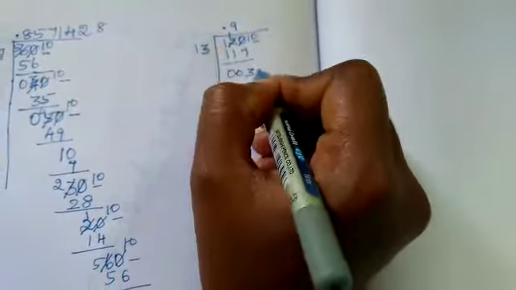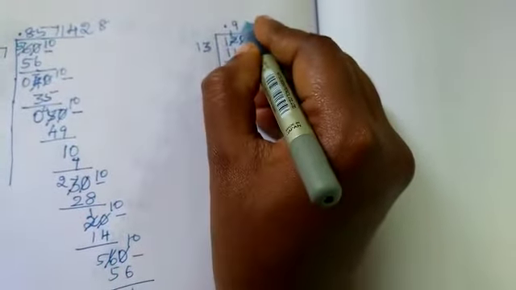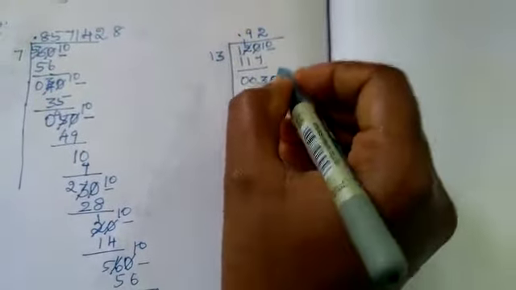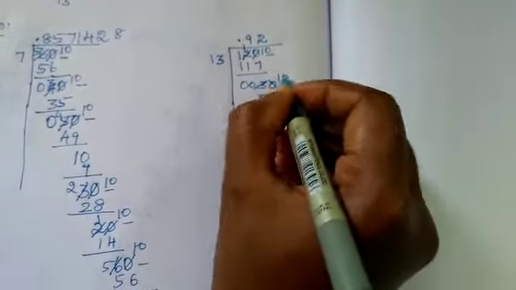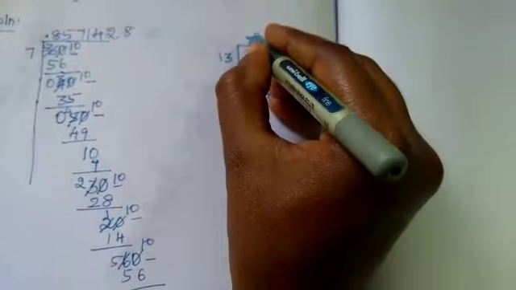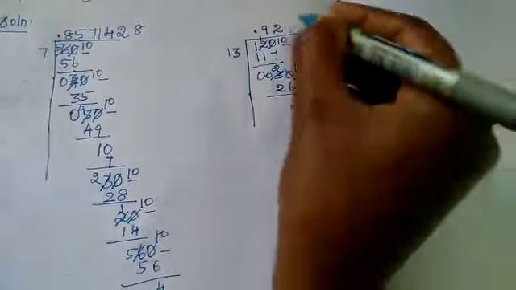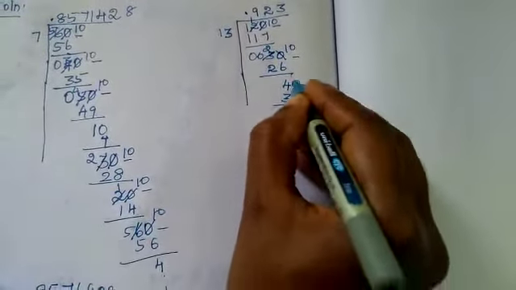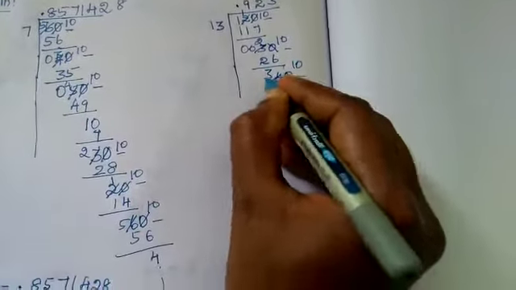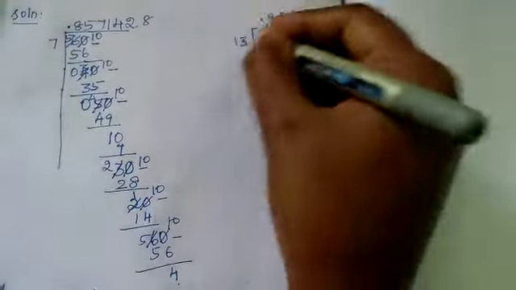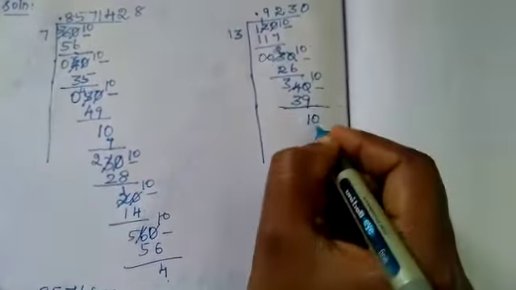Now there is a decimal, so we can add a 0. Now how many times? 13 2s are 26. Now subtract. This became 10. This became 2. 10 minus 6 is 4. Again we can add a 0. There is a decimal. Now 13 3s are 39. Next also we subtract. This became 10. 10 minus 9 is 1. We can add a 0. Now can you divide? Yes, 0 times 13 is 0.